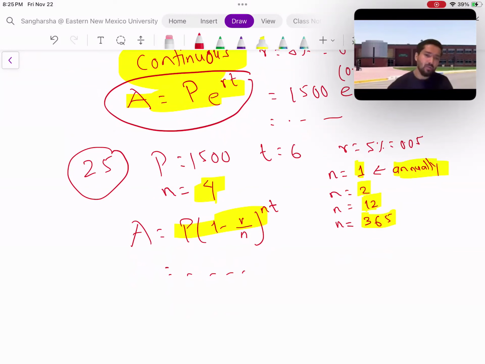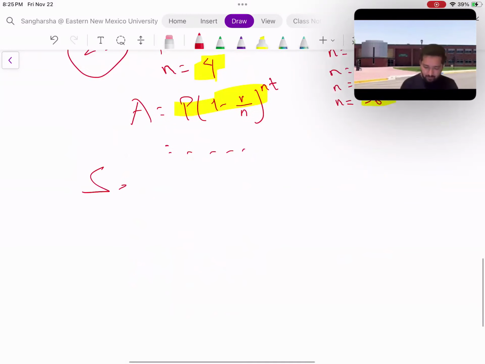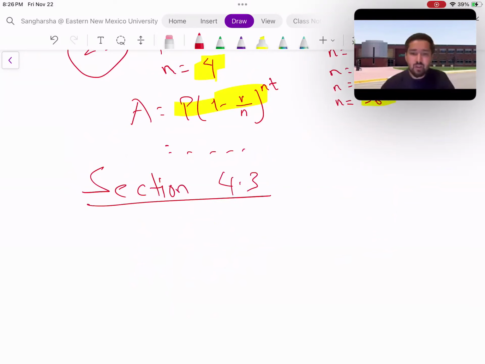Now, let me go to section 4.3. So, section 4.3. Okay, in section 4.3, we have 31, 32, 33, 34, 35. From 31 and 32, you will have one question. I mean, you will have two questions. You will be given a log statement, and you will be asked to convert into exponential. In a similar way, you will be given an exponential statement, and you have to convert into logarithmic statement.